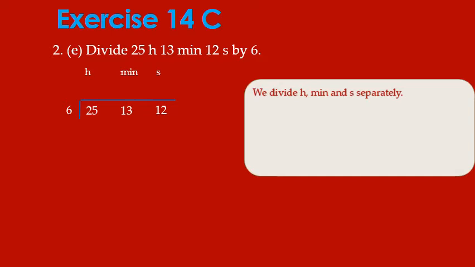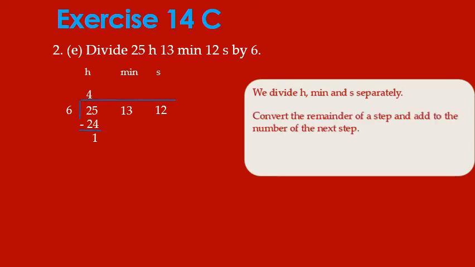And now we will start the division from hour. So we will divide 25 hours by 6. 6 fours are 24. 1 is left as a remainder. Now children, what we will do? We will convert the remainder of a step and add it to the number of the next step. So in this step, the remainder is 1 hour. So we will convert this 1 hour to minutes. So 1 hour is equal to 60 minutes. And now we will add the 60 minutes to the next step, which is 13 minutes.